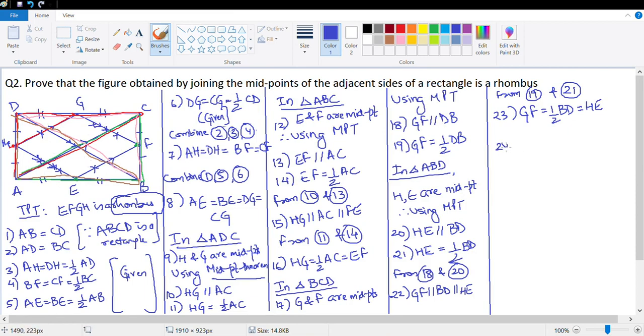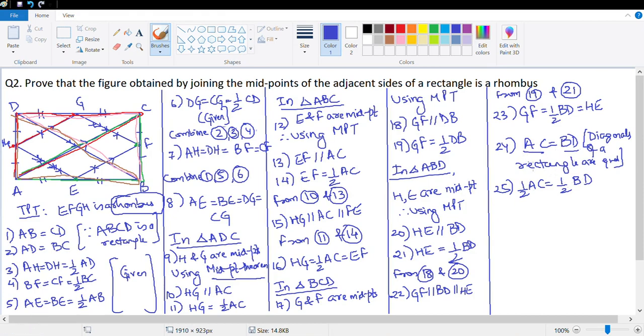Now let's look at number one. AC is equal to BD. This is the most important part. Why? Because diagonals of a rectangle are equal. So diagonals of a rectangle are equal, which means half of AC will be equal to half of BD. If AC is equal to BD, then half of this is equal to half of this. I've just divided both sides by 2, which means now I know that half BD here and half AC, all these are equal.